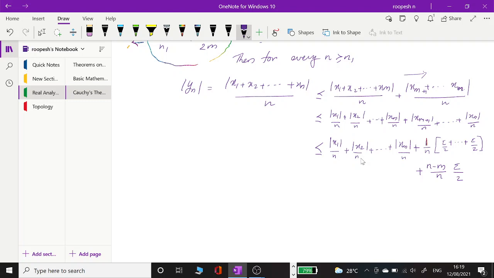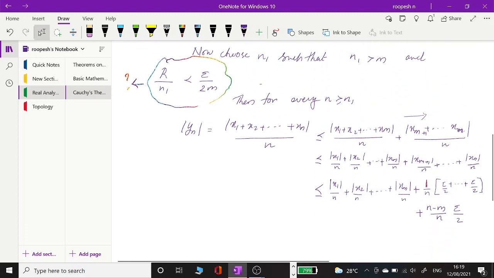Now what about this term? For this term only, we have selected our inequality, epsilon by 2m. Each of the terms of the sequence is less than r by n, right? So I can write this as r by n for the first term, plus this term, again r by n, plus etc., again r by n terms.